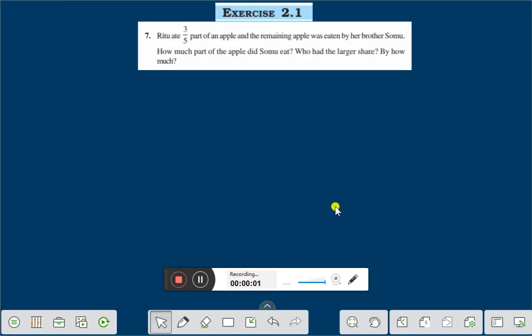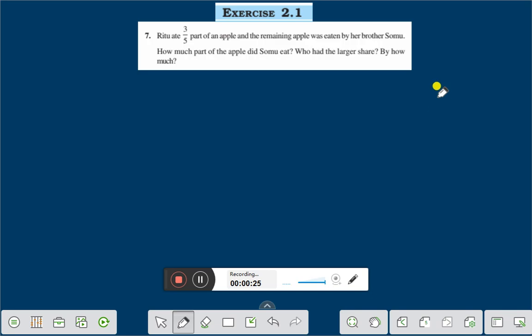Hello everyone. Today we shall discuss exercise 2.1 question number 7. Ritu ate 3 by 5 part of an apple and the remaining apple was eaten by her brother Shomu. How much part of the apple did Shomu eat? Who had the larger share? By how much?